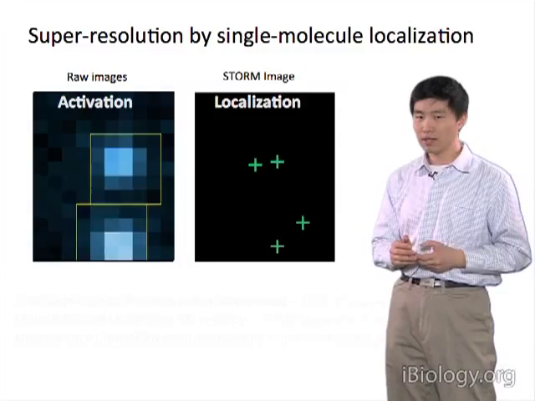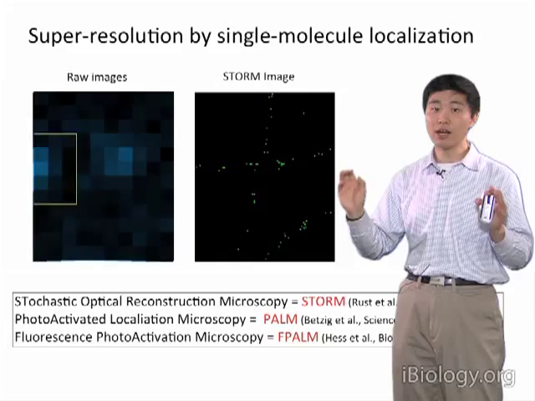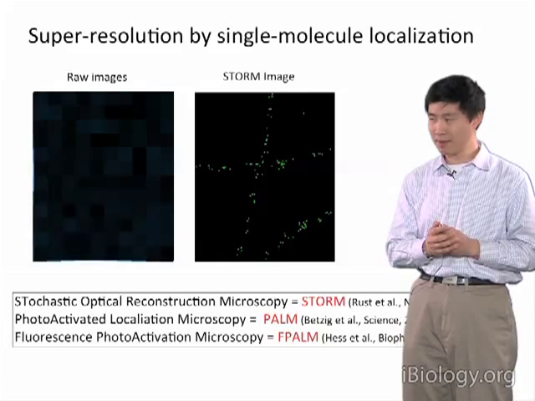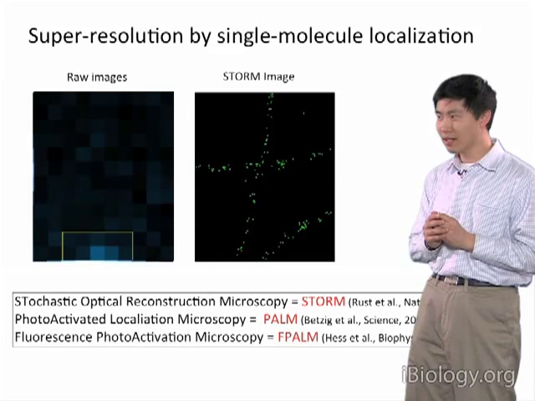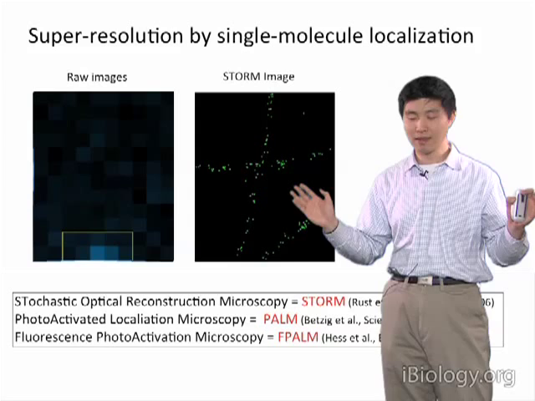We just let this process go, and we'll start to accumulate molecule positions, and we can then use these single molecule positions to reconstruct a high-resolution image. This method has been independently developed in three different groups, and given three different names: STORM, PALM, and FPALM. These are basically the same method. And now you can see even more names, but they are all following the same principle.